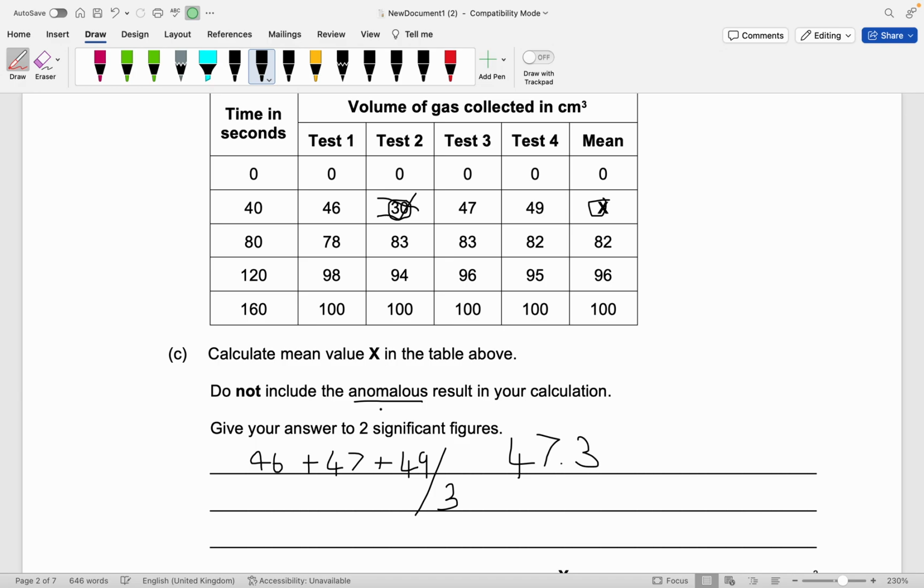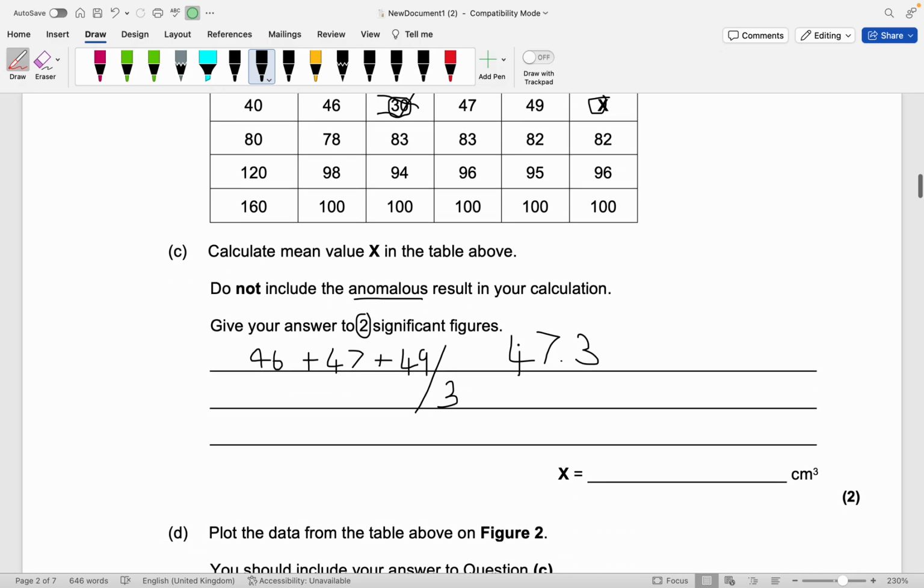But if we have a look, it says it wants the answer to 2 significant figures. So here is our first significant figure, the 4. The 7 is our second significant figure. So that means we're going to look at our third significant figure and see if it's 5 or above, which it's not, it's 3. So we're not going to be rounding this up. So to 2 significant figures, our answer would be 47 centimetres cubed.